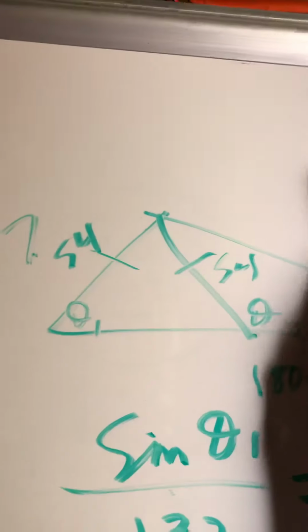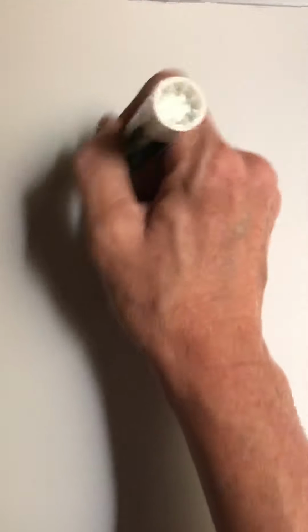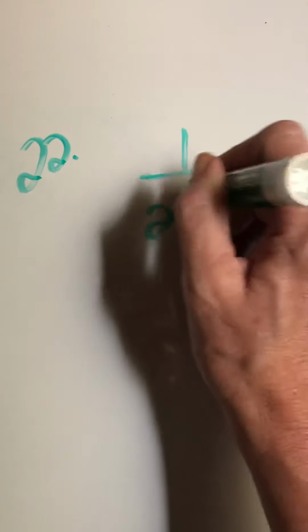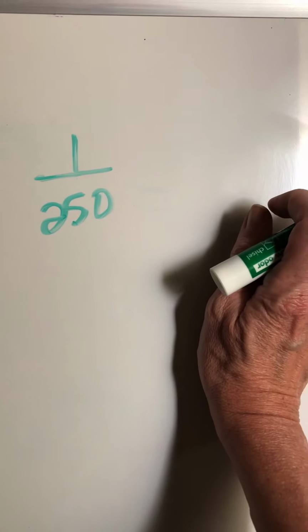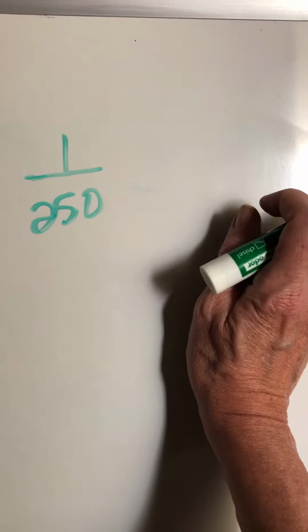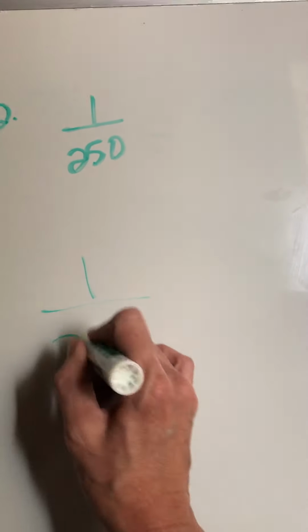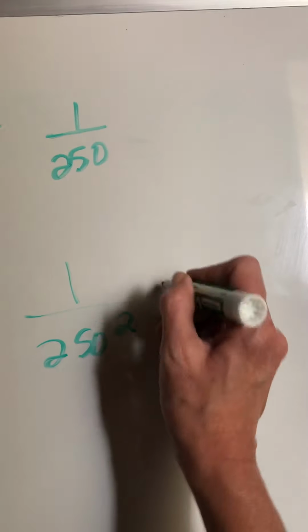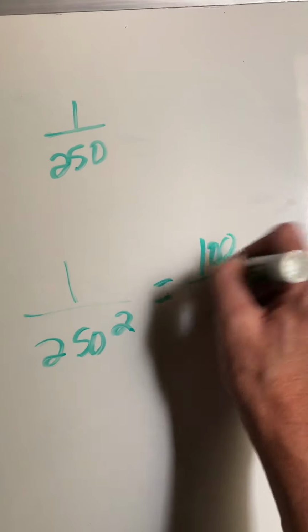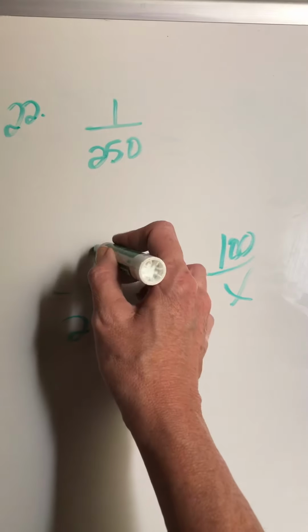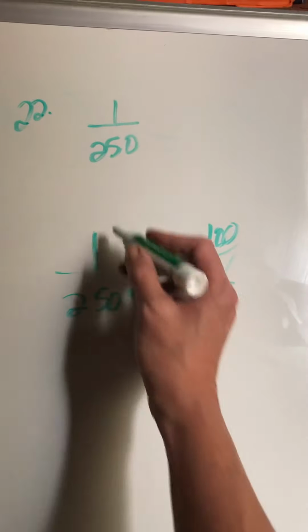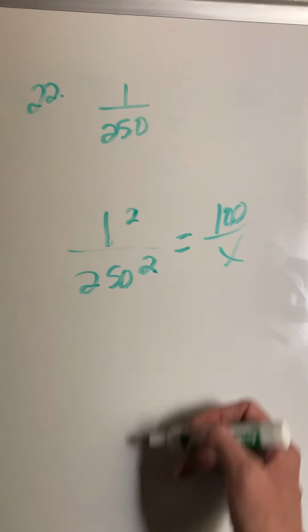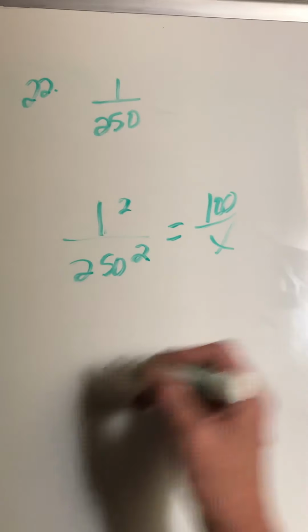Then you skip to 22, which is setting up a proportion. A map has a scale factor of 1 to 250. If a map represents a community center by a square with an area of 100 square centimeters, what is the actual area of the community center? So you have to do 1 over 250 squared equals 100 over x, because we want actual. This is map to actual. Since you're talking about area, you've got to square it. Then solve the proportion.